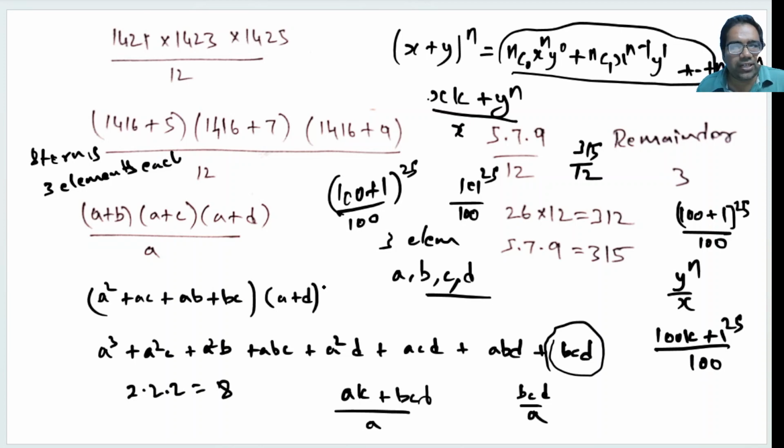So this is a very good trick. We should know this binomial expansion result also. At the same time, this is slightly a different version of the same result. In this case, in the binomial case, (a plus b) whole power 3, here the three terms are actually different. But it doesn't matter. There is only one term which will leave a remainder, that is b into c into d.